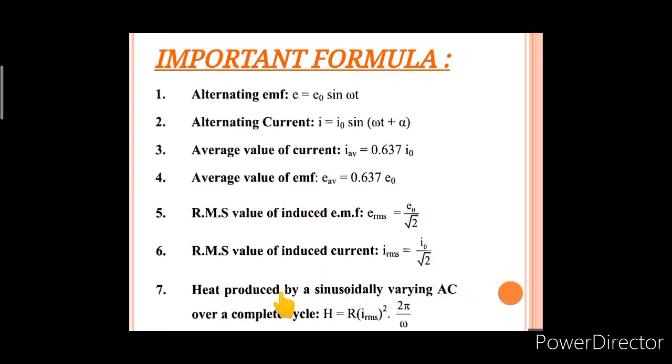Next, the heat produced by the sinusoidally varying AC over a complete cycle is given as H equal to R into the square of the RMS value of the current, multiplied with 2 pi by omega. So the formula is H equal to R into I_RMS square into 2 pi by omega. This is the heat produced by a sinusoidally varying AC over a complete cycle.